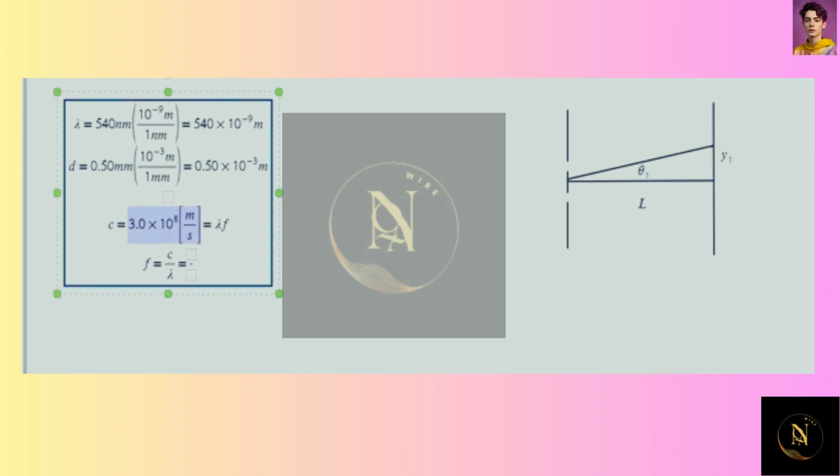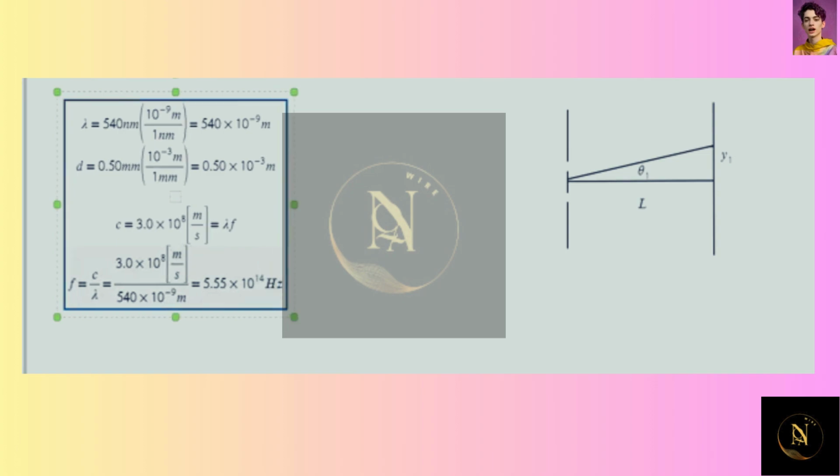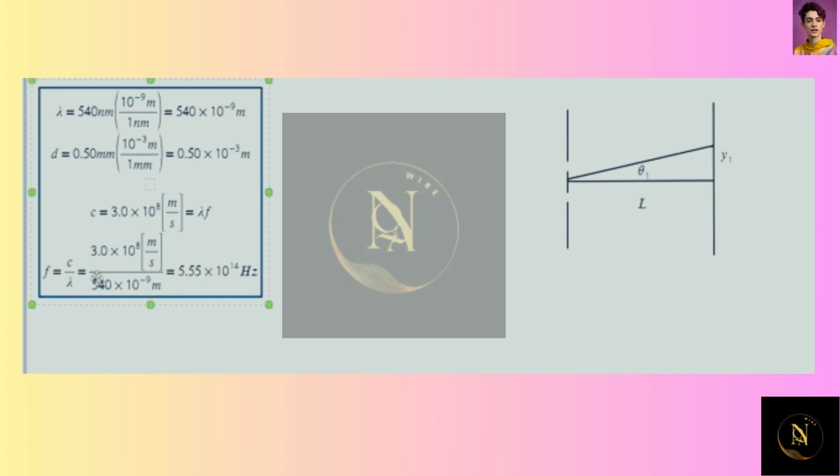c is this, and we know what lambda is, and lambda is already in meters here. So notice when we plug in lambda here, meters cancels out with meters, and all we're left with is inverse seconds, which is hertz. If you plug this into the calculator, you get approximately 5.55 times 10 to the 14 hertz. So that's one of the first physical quantities that we could determine with the information given.